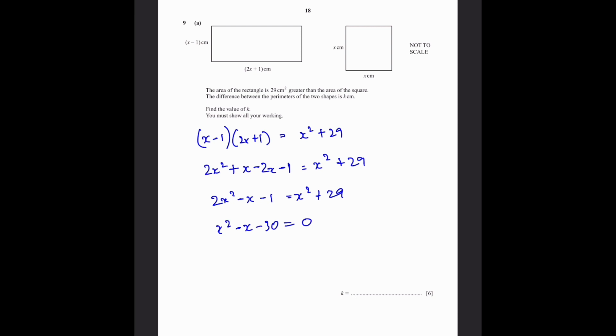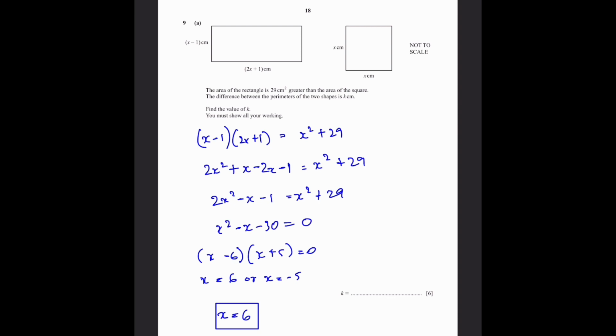We can solve this, and when we solve it, we get (x minus 6)(x plus 5). So that means x equals 6 or x equals minus 5, because this function evaluates as 0. So x can be 6 or x can be minus 5. But then we need to take out minus 5 because length cannot be negative. So x is equal to 6.